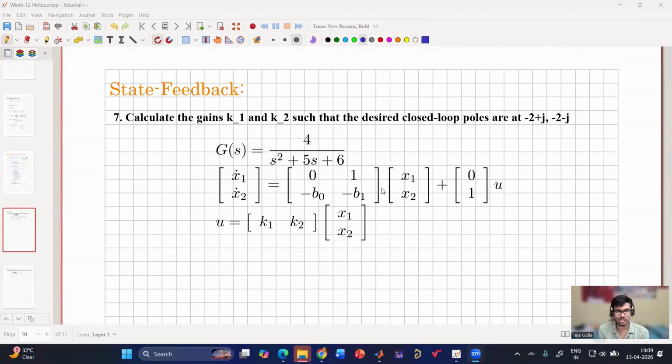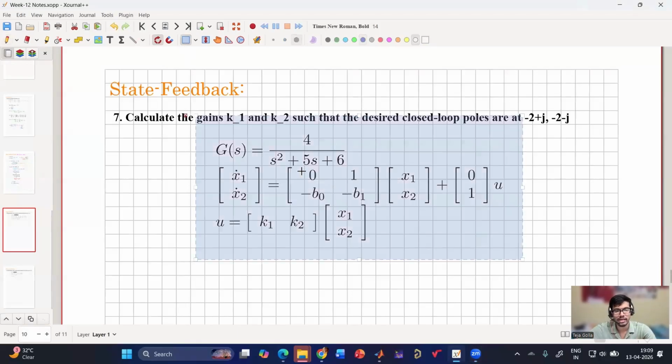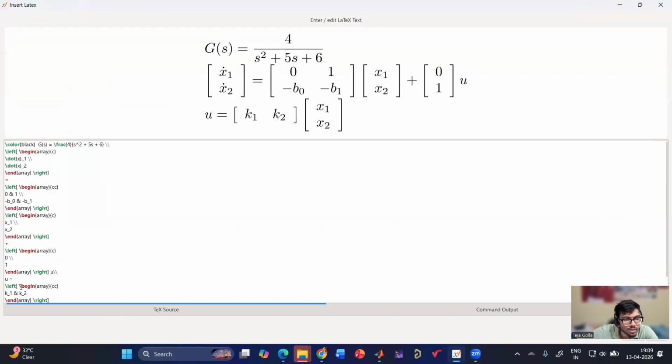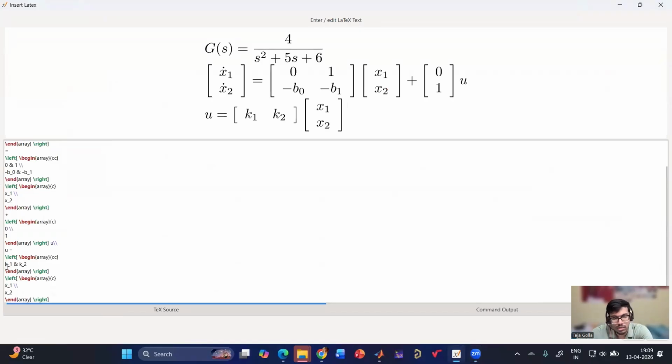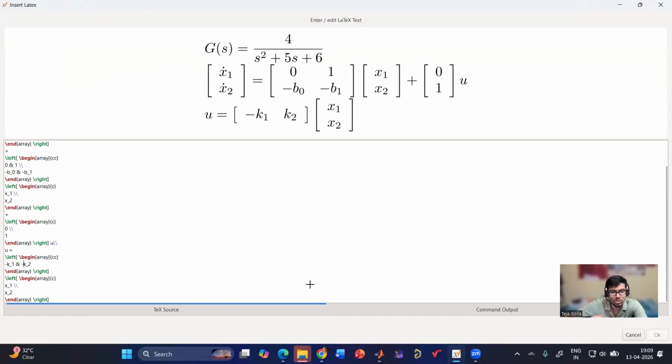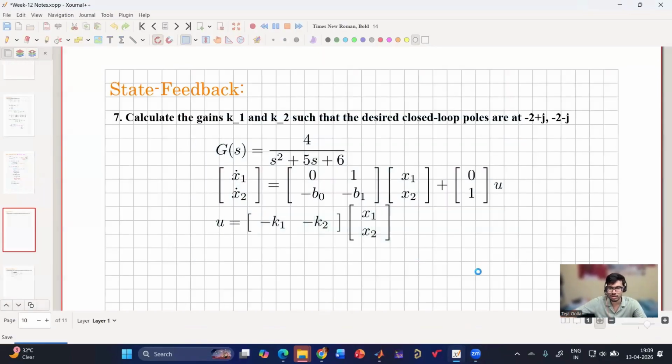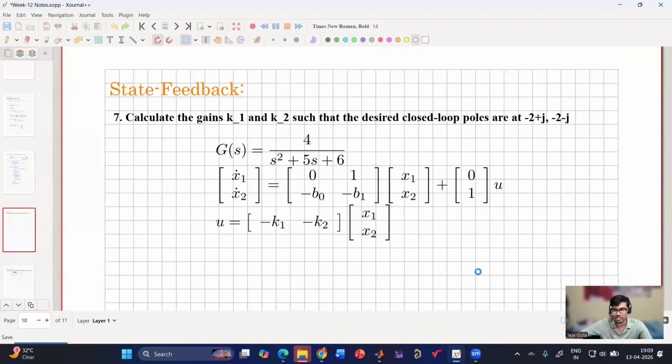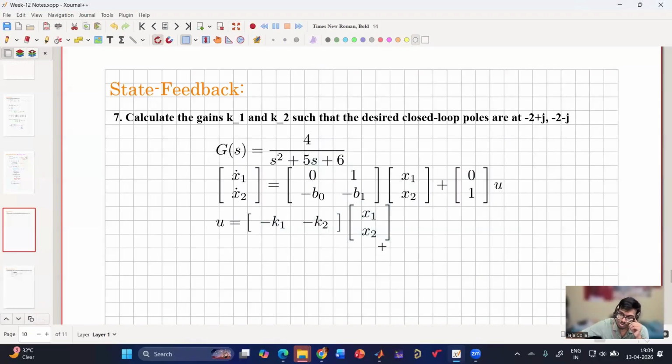So the first one is state feedback based design. Calculate the gains K1 and K2 such that the desired poles are at minus 2 plus j as well as minus 2 minus j. I think I have missed a minus sign here, so let me edit this: minus k1 minus k2, and let us press OK. Because it's a negative feedback system, which we have thoroughly discussed, that's what is stable.